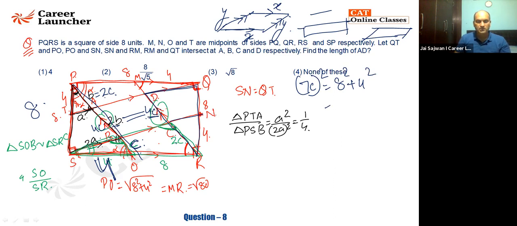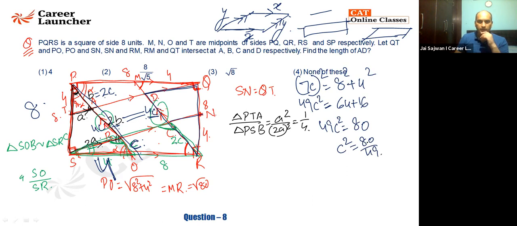I say that this is coming out to be 4c. This is 4c. 2b is equal to 4c. B will be equal to 2c, 6c, and this is equal to 7c. So I know it is 49c square is equal to 64 plus 16, which is 80. 49c square is equal to 80. I can say c square is equal to 80 upon 49. I hope it is clear to all of you.